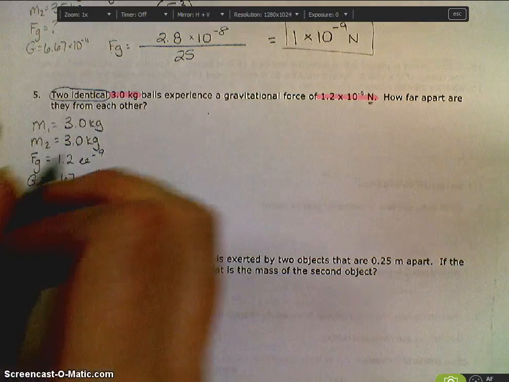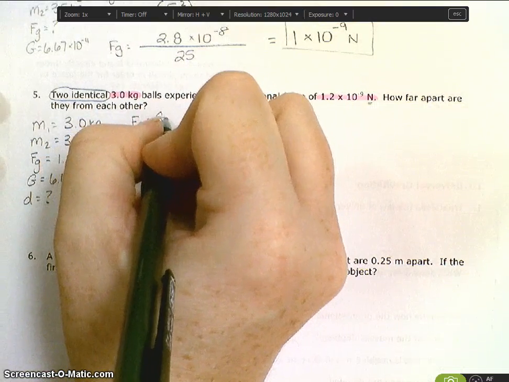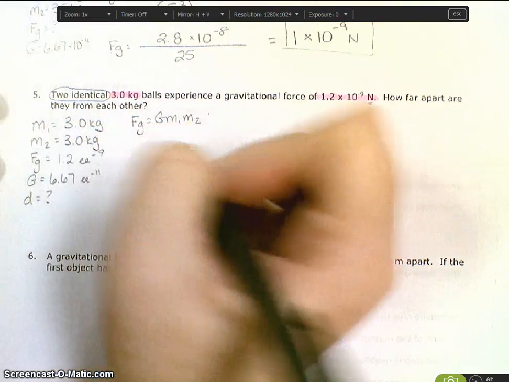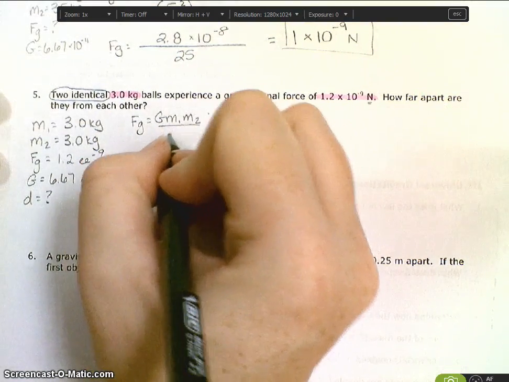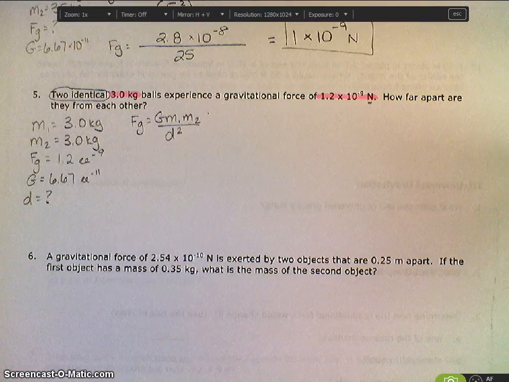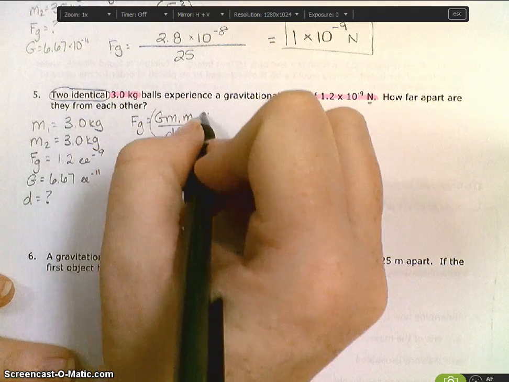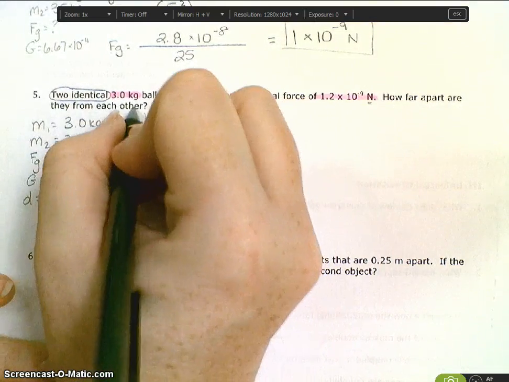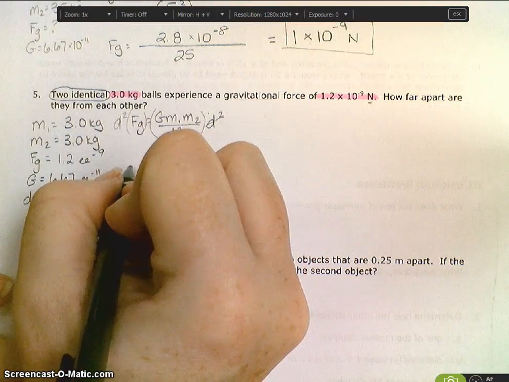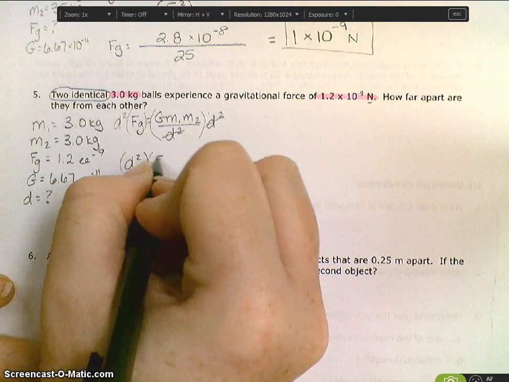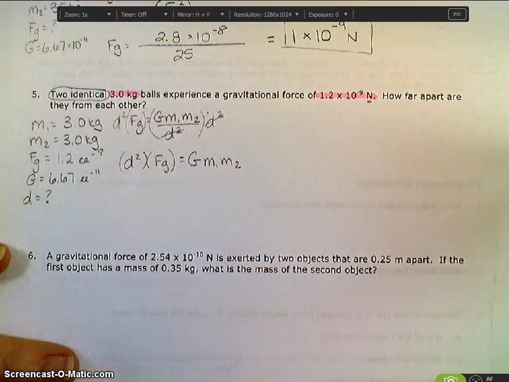Okay, I'm going to rewrite that equation before I do anything. Again, you guys can do this in a different way. And if you're going to, then go ahead and pause, work the problem, fast forward, and see if you end up with the same answer that I get. What I'm going to do first, though, is rewrite this equation to get d squared all alone. To do this, I need to multiply both sides by d squared. Okay, so now I end up with d squared times Fg equals G times M1 times M2.